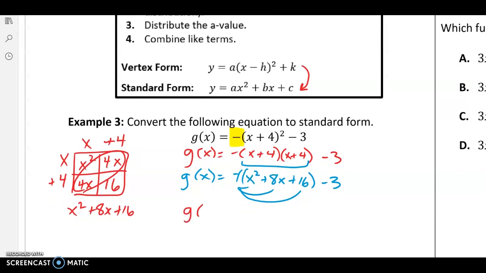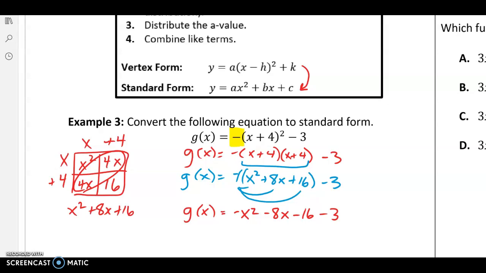Okay, -1 times x squared is -1x squared, or just -x squared. -1 times 8x is -8x. -1 times 16 is -16. And don't multiply it by that -3. It's going to stay a -3. Because it was not in the parentheses, you would not distribute it to the -3.